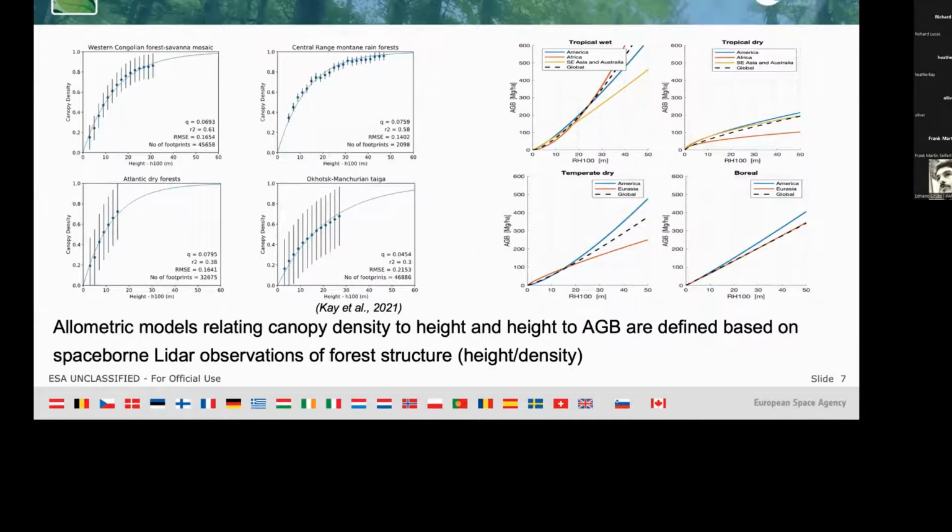Okay. The LiDAR data gives us a lot of information about forest structural differences around the globe. Specifically, we looked at relationships between canopy density and height, and between height and biomass. And so there's a database of different elementary relationships around the Earth, and that informs the radar model. So that allows us to adjust the models to different forest structural characteristics.